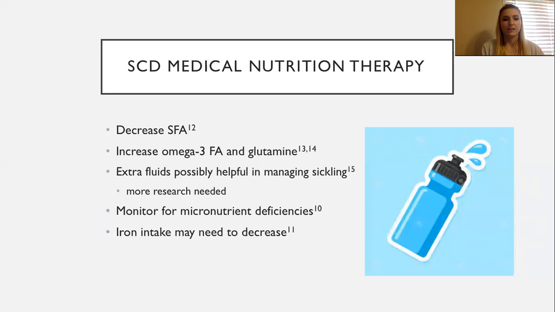Iron may actually need to decrease when the patients get repeated blood transfusions. They actually could get too much iron and then need to decrease their iron intake. So the most common micronutrient deficiencies, however, are going to be calcium, iron, thiamine, and vitamin C in this population.